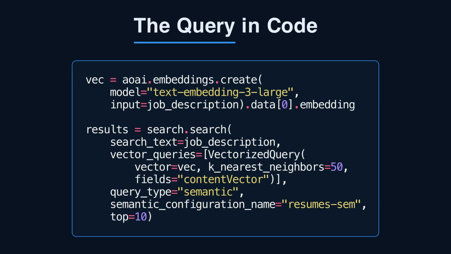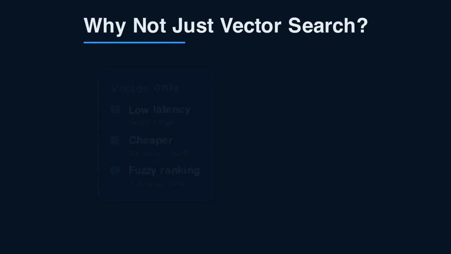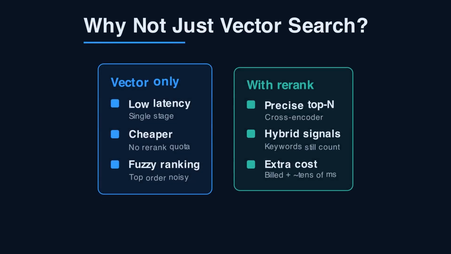An architect has to justify the extra re-ranking step, because it adds cost and latency. Pure vector search is cheap and fast, but its top results are often only roughly right. It can't tell that 15 years of leadership matters more than a one-line keyword overlap. The reranker fixes ordering precision, which is exactly what hiring decisions need.